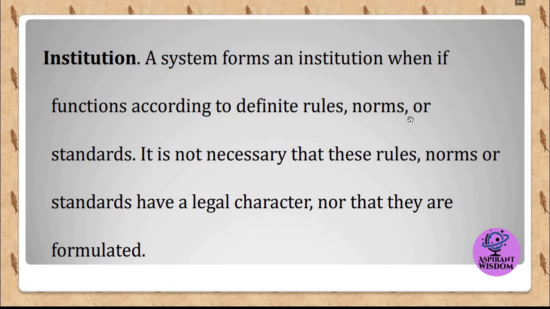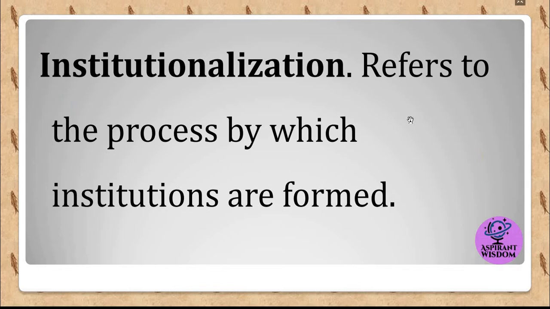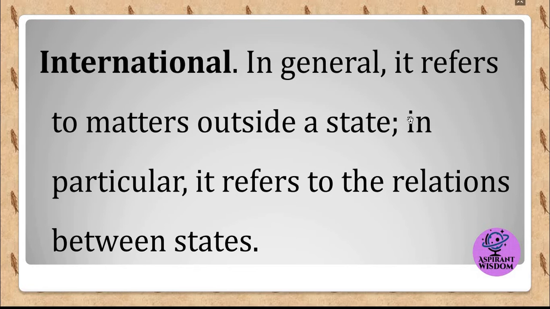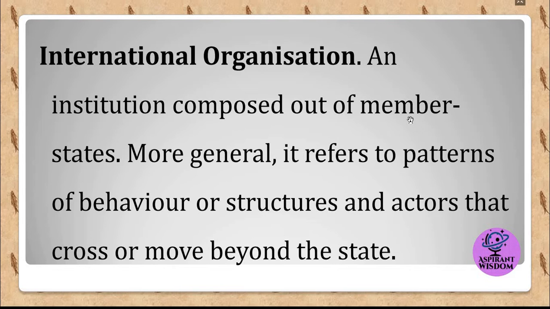Institution. A system forms an institution when it functions according to definite rules, norms, or standards. It is not necessary that these rules, norms, or standards have a legal character, nor that they are formulated. Institutionalization refers to the process by which institutions are formed. International. In general, it refers to matters outside a state. In particular, it refers to the relations between states. International organization. An institution composed of member states. More generally, it refers to patterns of behavior or structures and actors that cross or move beyond the state.